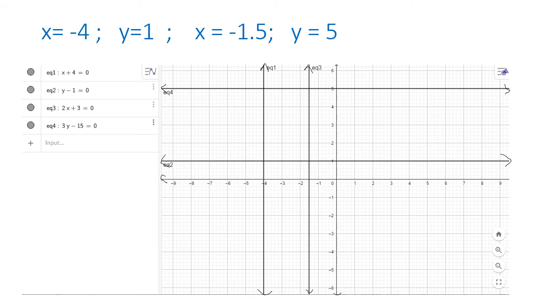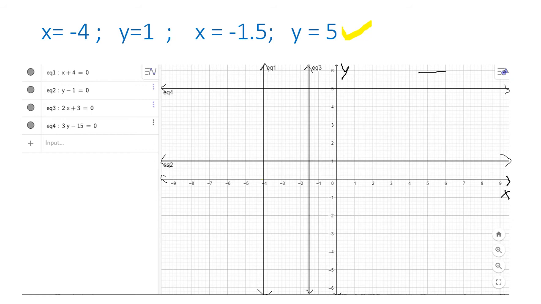Here I have written all those 4 equations so that I can plot them on the graph. Now the first one is x is equal to -4, so where is x is equal to -4? First we mention that this is the x-axis, and this is the y-axis.